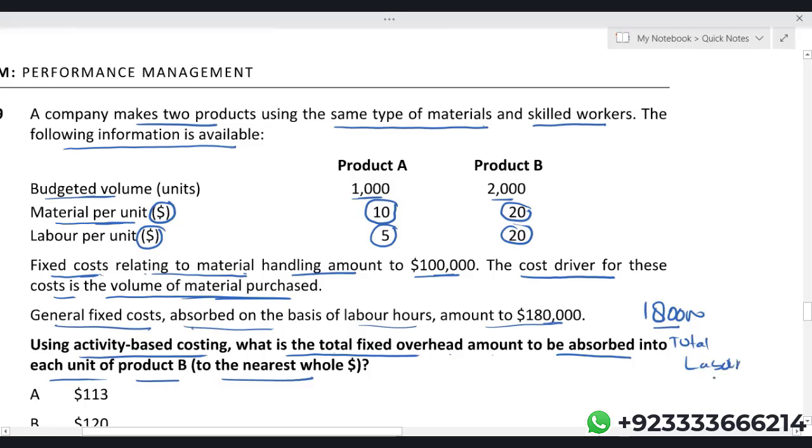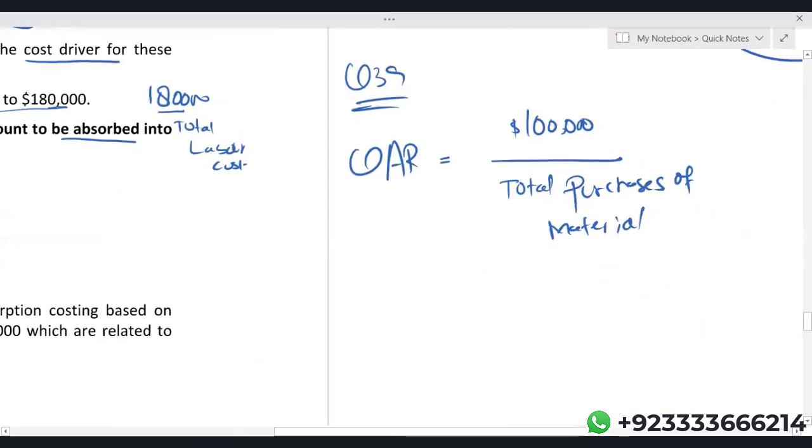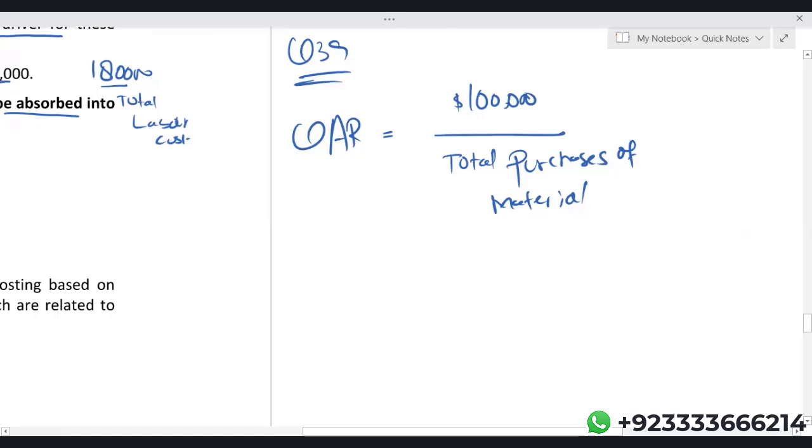The examiner has not given us how many hours we need in 1 unit of A and 1 unit of B. Instead, the examiner has given us labor cost per unit: labor cost per unit of product A is $5, per unit of product B is $20. So there's only one way to calculate the overhead absorption rate: 1,80,000 divided by total labor cost. Okay. Now let's try. First, obviously, we'll calculate the overhead absorption rate, and after that, you will automatically get the final result.